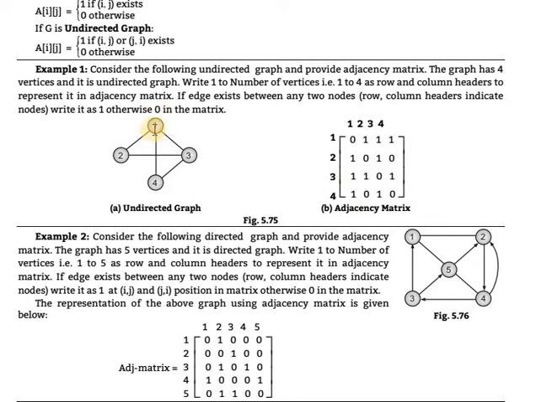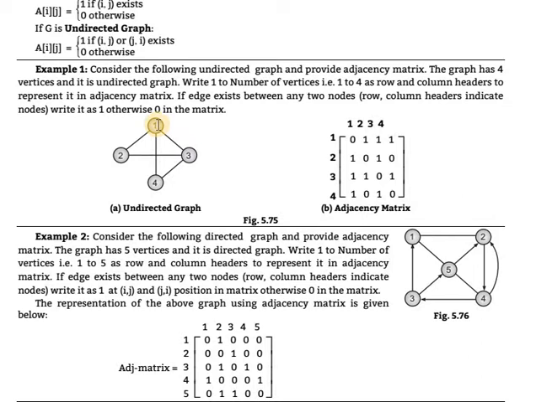1 to 1, is an edge created? No, so write 0. 1 to 2 is present, 1 to 4 also present, 1 to 3 also present. So 1 to 2 is present: first row, second column, write 1.